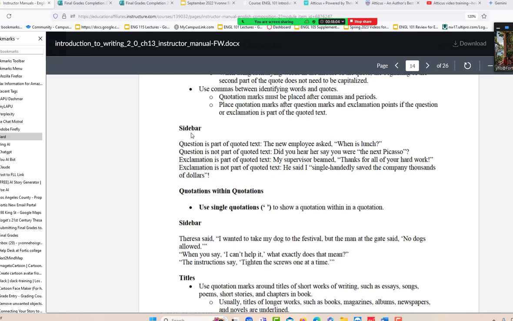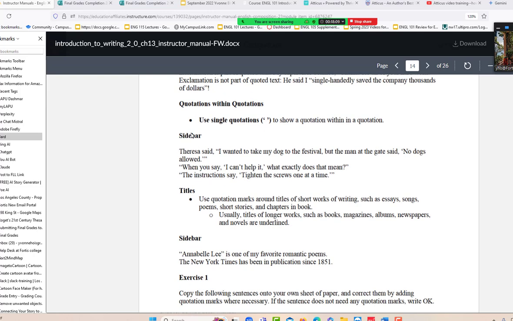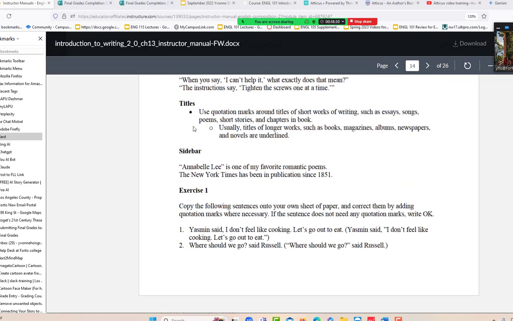Use quotation marks around titles of short works of writing, such as essays, songs, poems, short stories, and chapters in a book. Usually titles of longer works, such as books, magazines, albums, newspapers, and novels, are underlined. But these days, they're not underlined, they're italicized. So "Annabel Lee," that's the name of a poem, so it's between quotation marks, is one of my favorite romantic poems. The New York Times has been in publication since 1851.